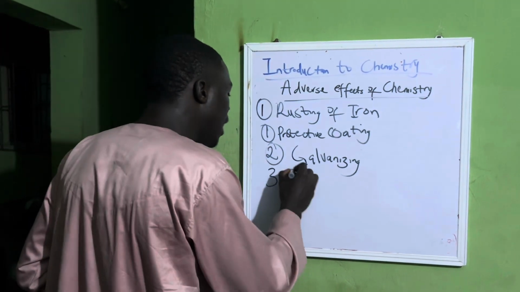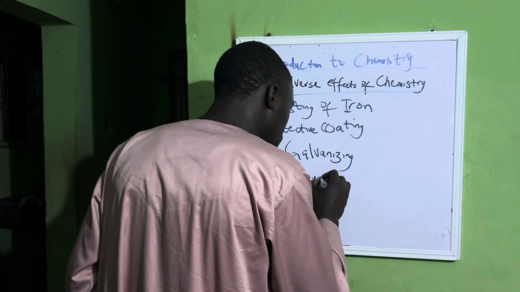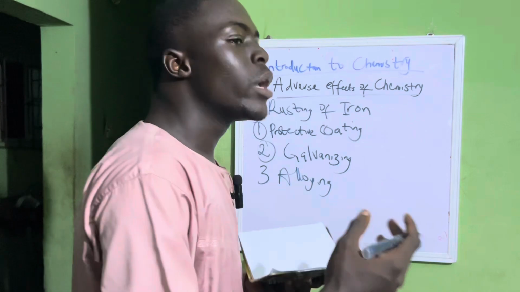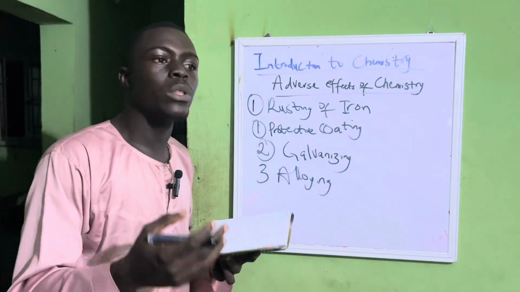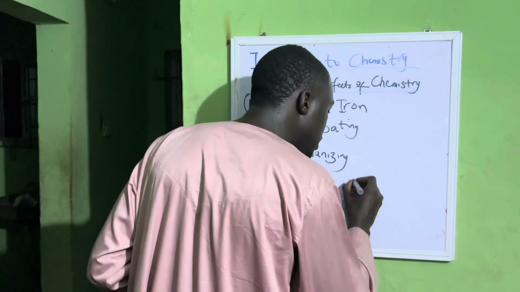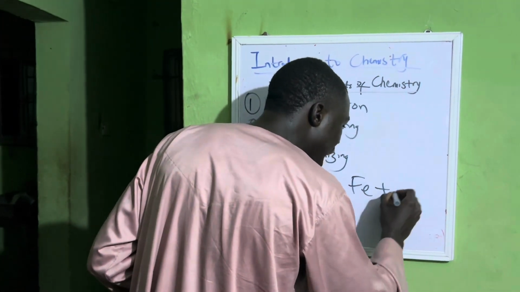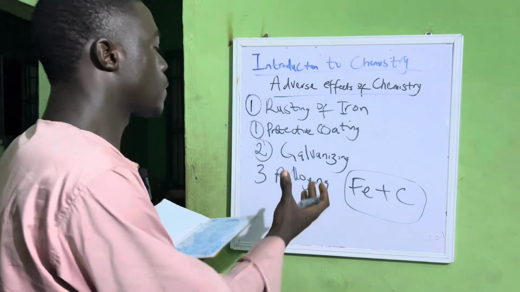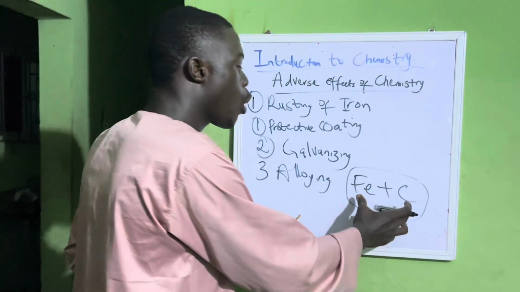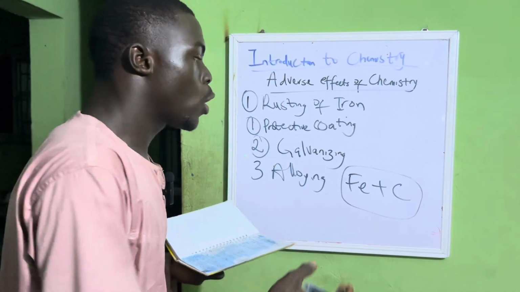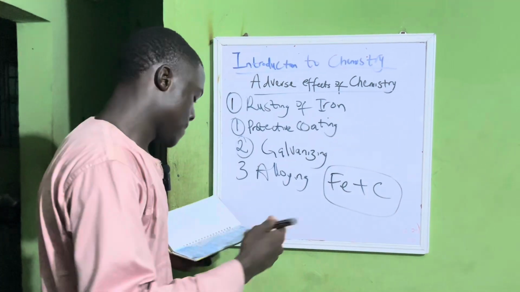And the fourth one is alloying. Iron can be alloyed with a lot of compounds or with a lot of elements. An example of it is steel, which is a mixture of iron and carbon. This is the formula for steel. So this kind of alloy does not corrode because of the presence of carbon there.